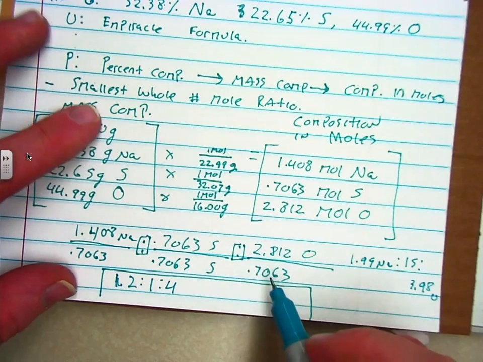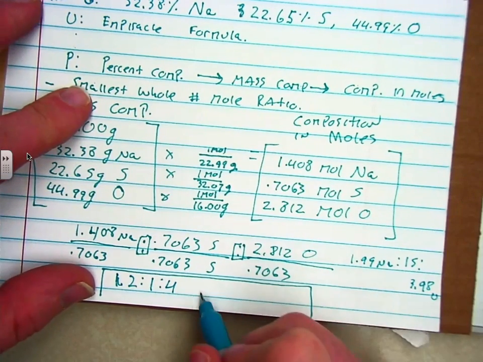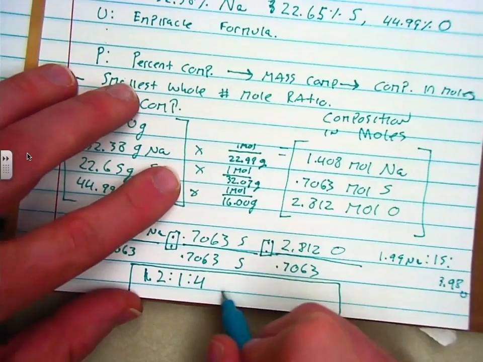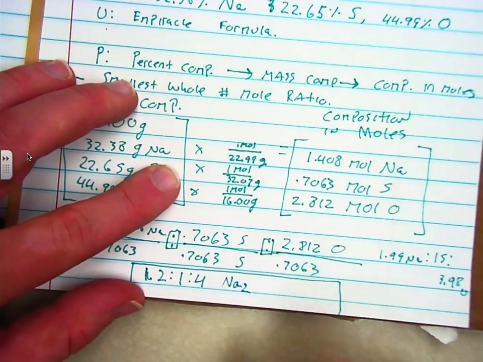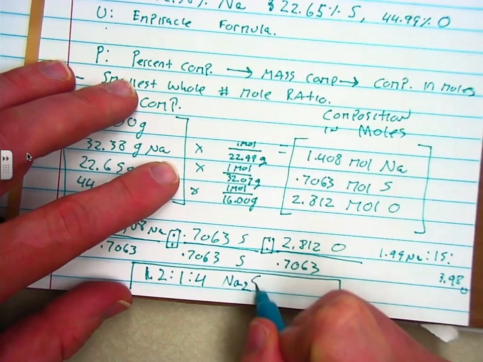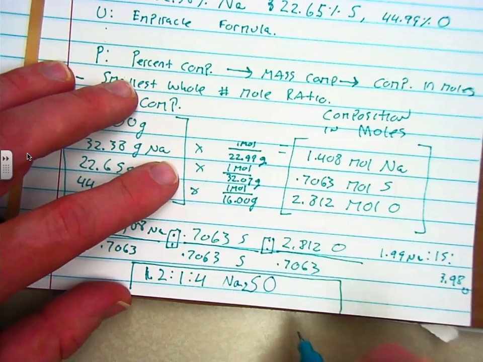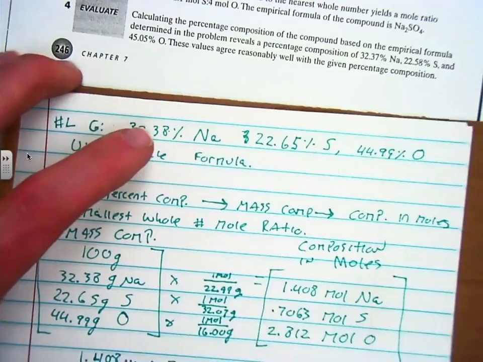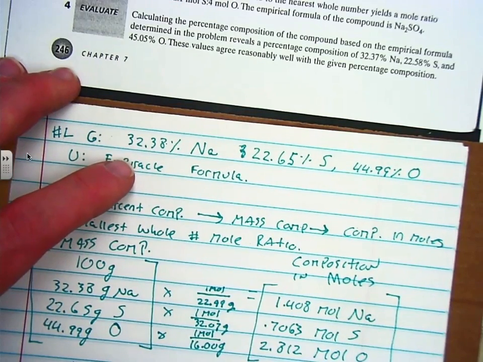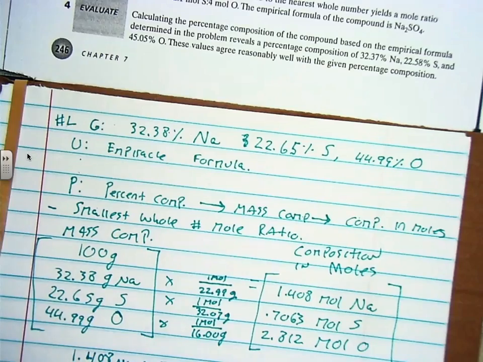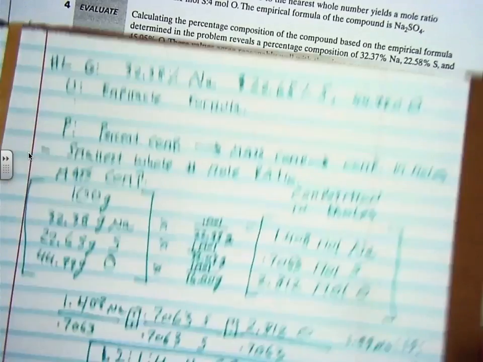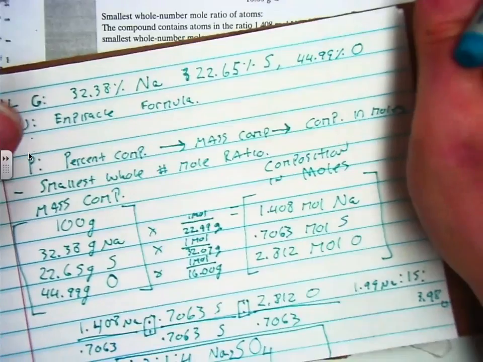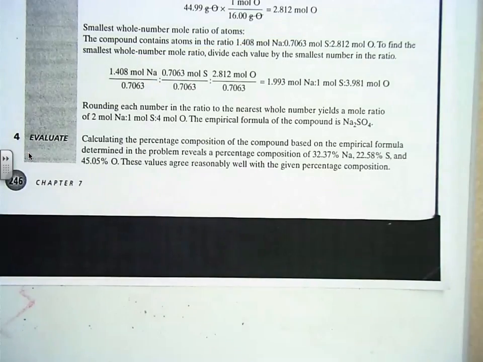So let's write our formula. I'd say it's sodium Na2SO4. Can you tell me what that is? Sodium, what? Sodium sulfate. Very good. Nice. All right, so that's how we do sample problem L. Please change the video and keep moving on with me.